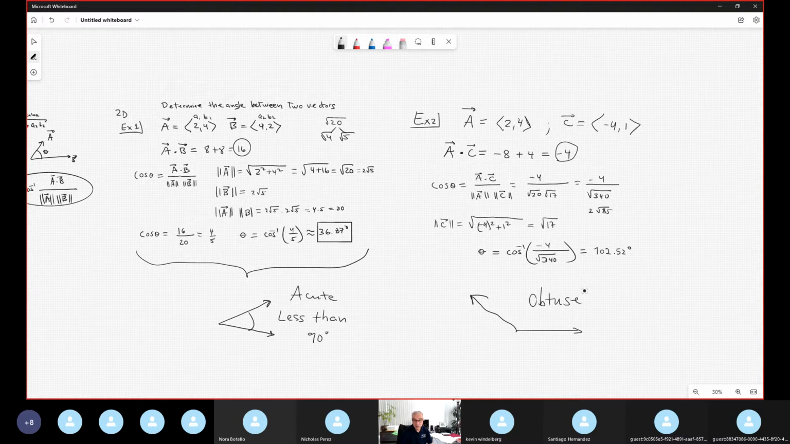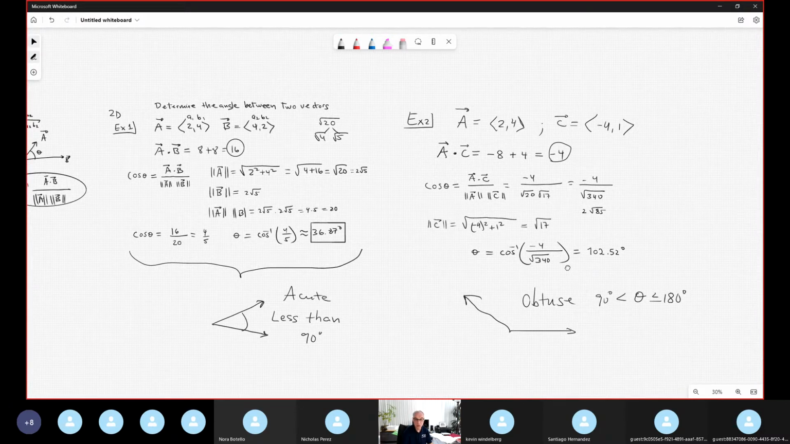The angle is between 90 and 180, no? So theta lies between 90 degrees and 180 degrees. One good indicator. Let's see what happens in the next example. It's very, very interesting. Example 3, dot product in 2 dimensions, guys.